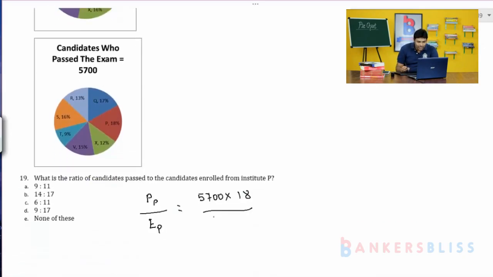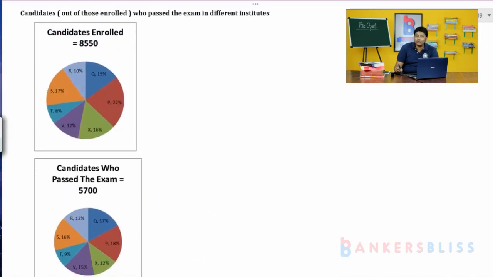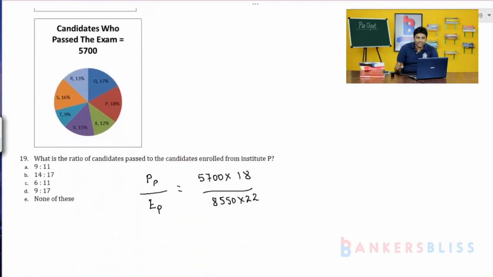So 8550 into 22%. Okay, again let me verify. 8550 is the total number of candidates enrolled, P 22%. So now we have to calculate, 1010 get cancelled. So 570 by 855 into 22, in the numerator you have 18. So you have to simplify.